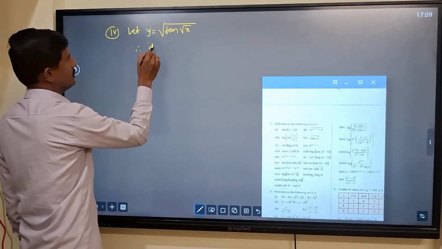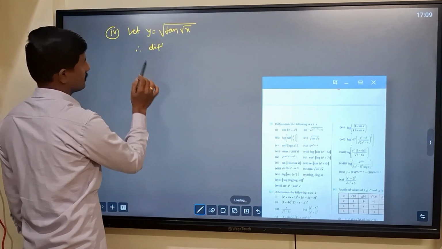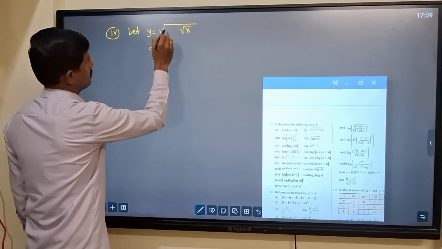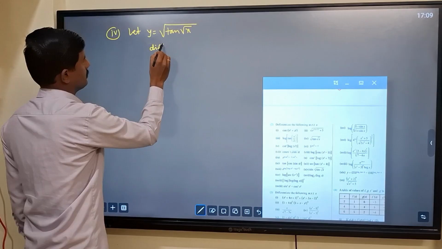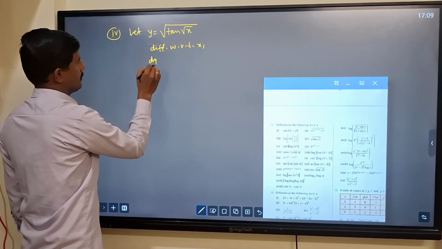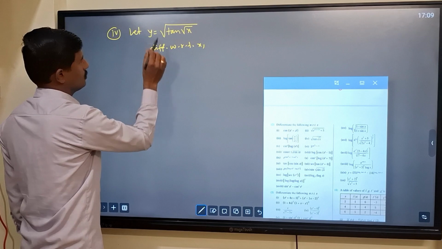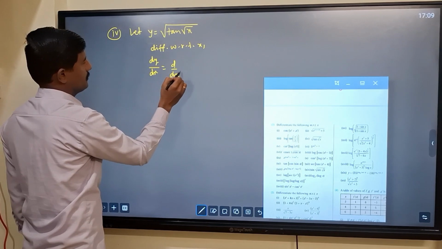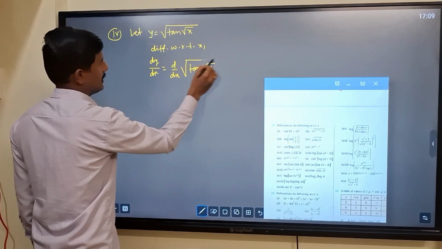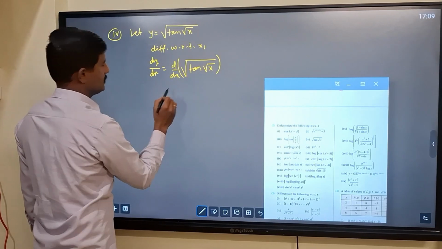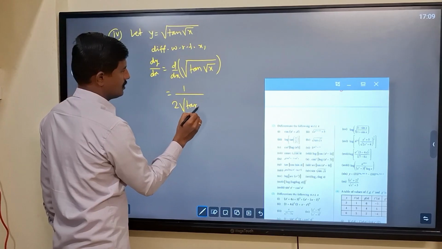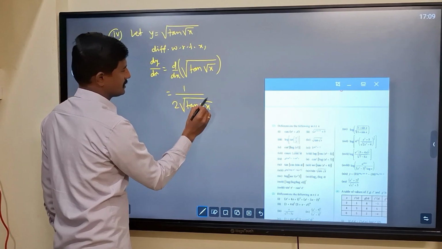Therefore, I will write this quite neat. Differentiate with respect to x. dy by dx equal to d/dx of square root of tan of square root of x. Now this will become 1 upon 2 root tan of square root of x.